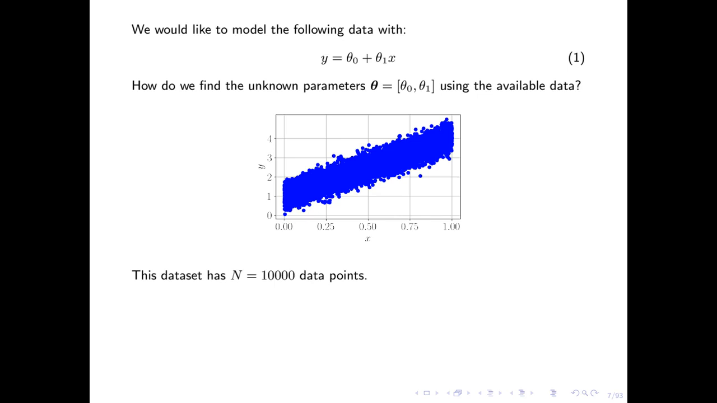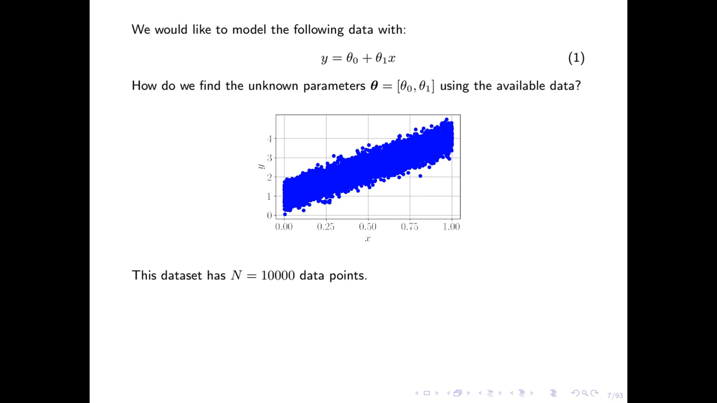So we would like to model the following data with this model. Equation 1 is the model we would like to fit to the data. On that slide, I'm showing 10,000 data points with an x value between 0 and 1. So we would like to know what the two parameters, theta 0 and theta 1, are for this data set.